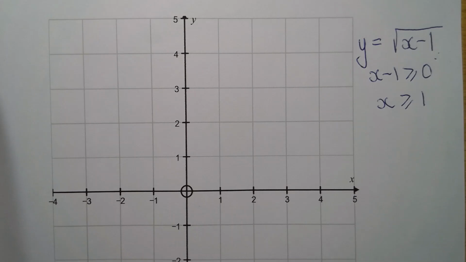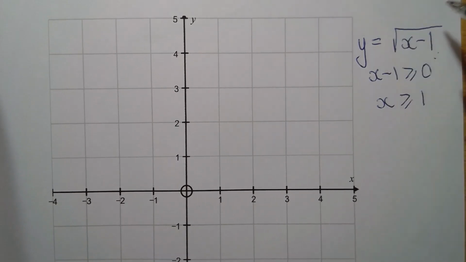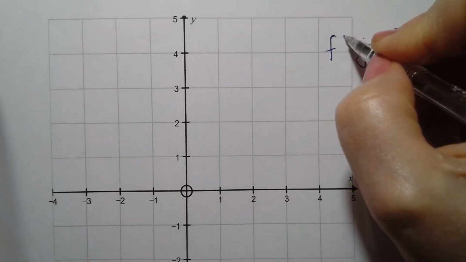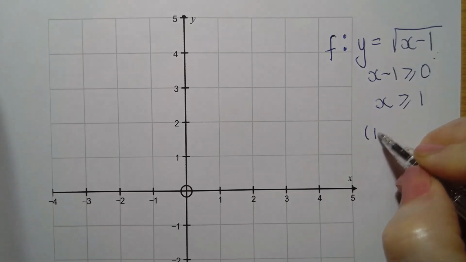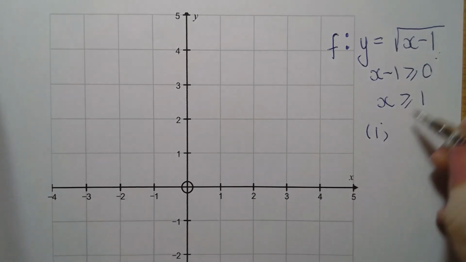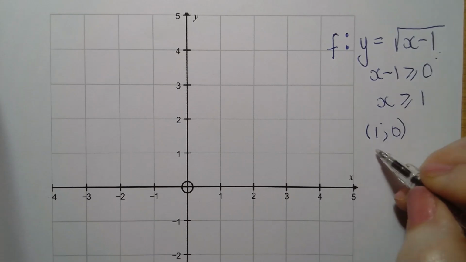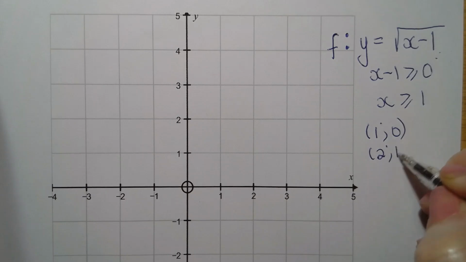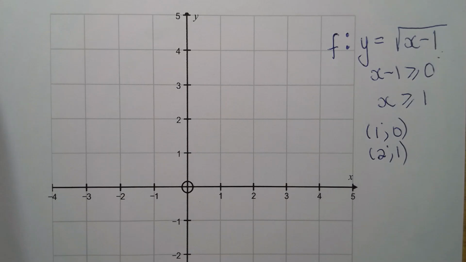To get an idea of what this graph is going to look like, I'm going to choose some nice values for x. Obviously they have to be bigger than or equal to 1. So let's choose 1 itself. Let's call the function f. What would my points for f look like? Well, if x was 1, then 1 minus 1 is 0, so y would be 0. If x was equal to 2, y would be equal to 1. I'm not going to choose x equal to 3 because root 2 is not a very nice number to work with.